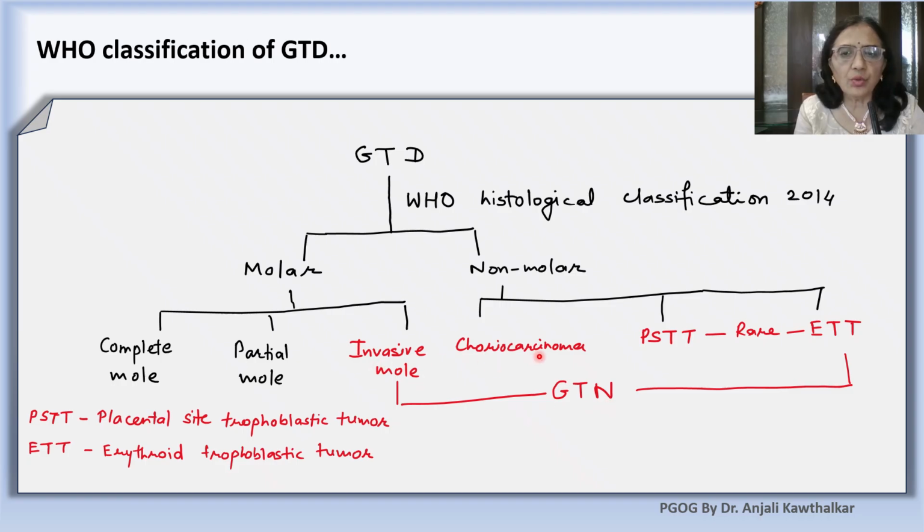So, invasive mole, choriocarcinoma, PSTT, and ETT are the four types of gestational trophoblastic neoplasm, whereas complete mole and partial mole are pre-malignant conditions, or benign conditions with a potential to convert into malignancy. PSTT and ETT are rare. Choriocarcinoma and invasive mole are more common as types of GTN, whereas PSTT and ETT are the rare types of gestational trophoblastic neoplasms. So I hope it becomes clear to you the difference between the GTD and GTN.